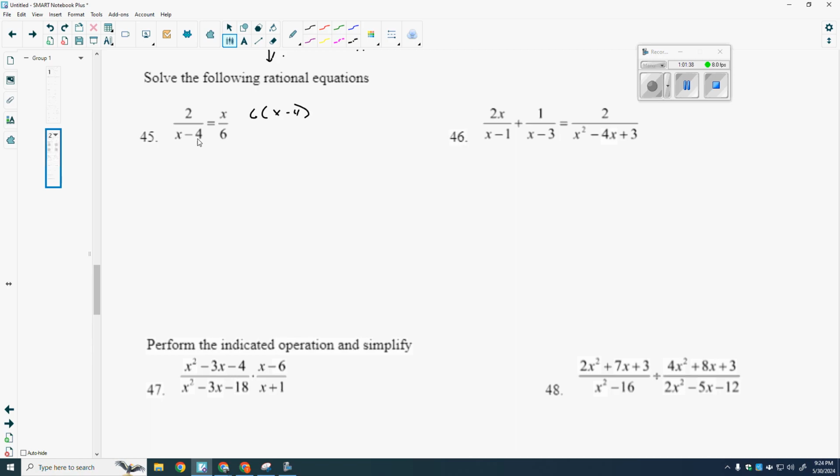When I multiply the right-hand side by x minus 4 and 6, the x minus 4's go away, and I get 6 times 2, which is 12, which is what you would get when you cross multiply. The 6's go away on this side, and I get x times x minus 4, again, which is what you'd get when you cross multiply. Subtract 12 because it's a quadratic. I want to set it equal to 0.